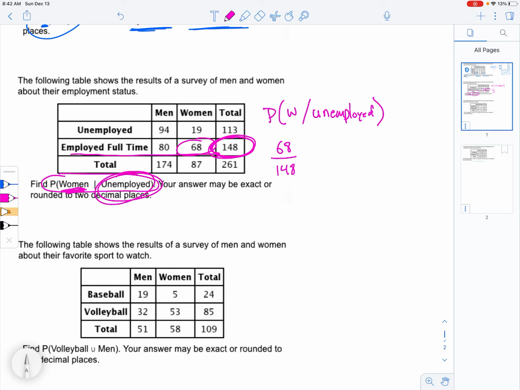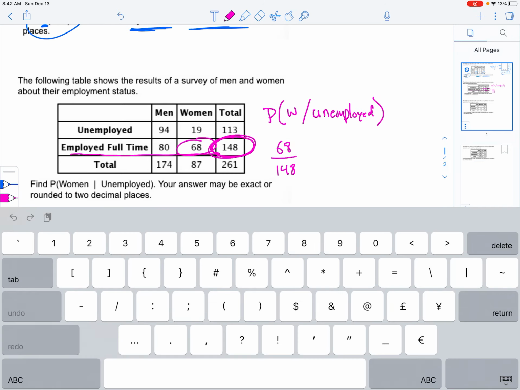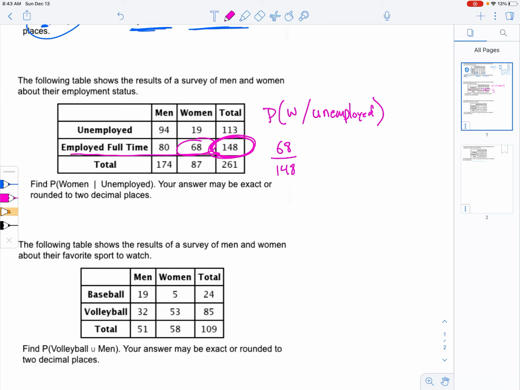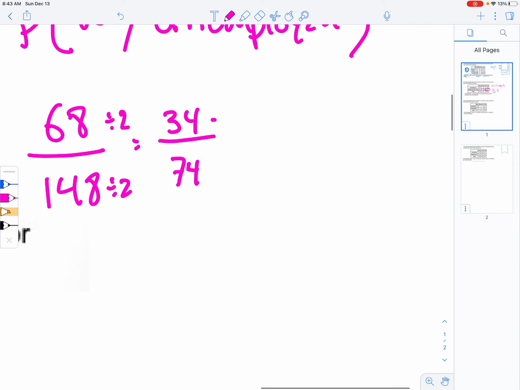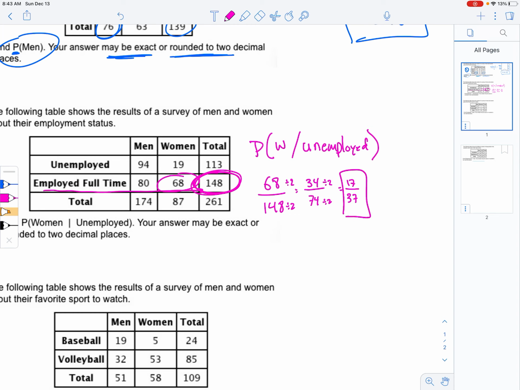Now, like before, you can answer your question exactly. The thing that I notice about this one is that these are both even, the 68 and the 148. So at a minimum, I'm going to start dividing these by 2. That gives 34 and 74. Those are both even again, so I'm going to divide them both by 2 again. You get 17 over 37, and 17 and 37 look like it's simplified. So we could be done there.